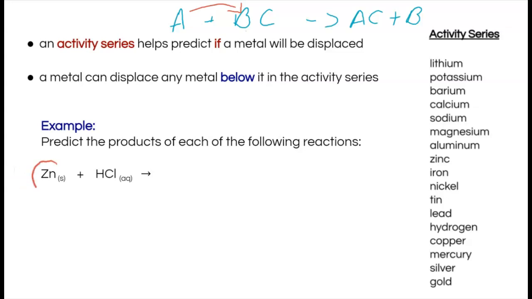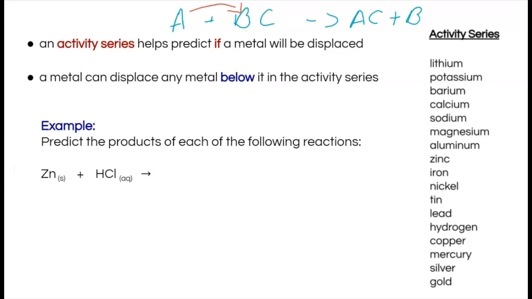In this first example, we see an element, zinc, and we see a compound, hydrogen chloride or hydrochloric acid. We can tell that this is a single displacement reaction because I have that element and compound combination. Because I know that I'm going to be making a compound and an element, this is where I'm going to have to use my crossover rule. This is usually where I start.